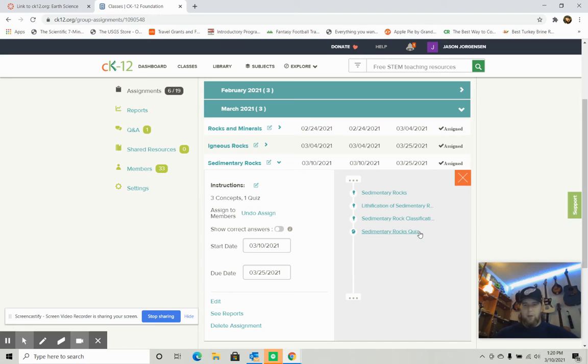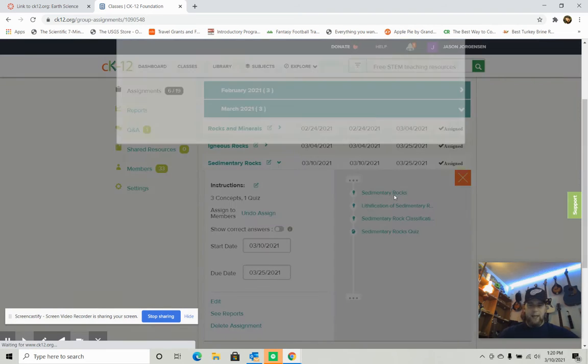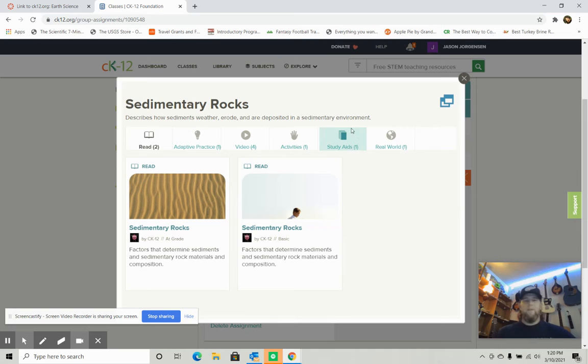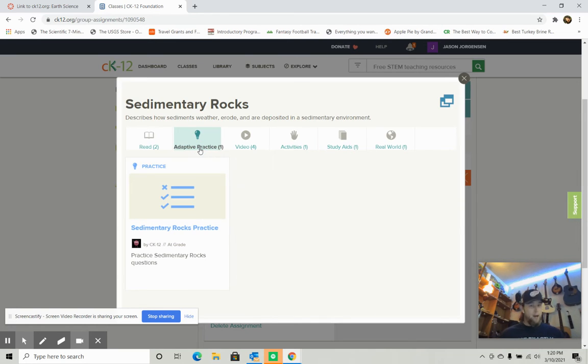And then we have our Sedimentary Rocks quiz at the end. So the units will have the same sort of sequence here. Articles to read, videos to watch, real-world examples, study aids. You'll have the Prezi presentation, and then that takes you into the adaptive practice, which is required. You've got to do the adaptive practice. That is the classwork.